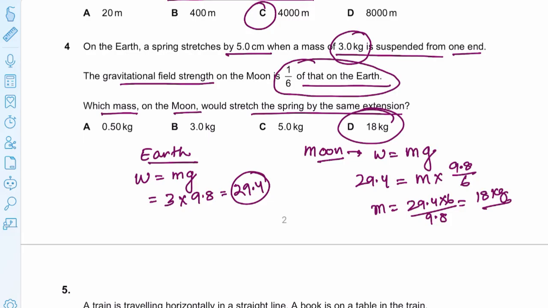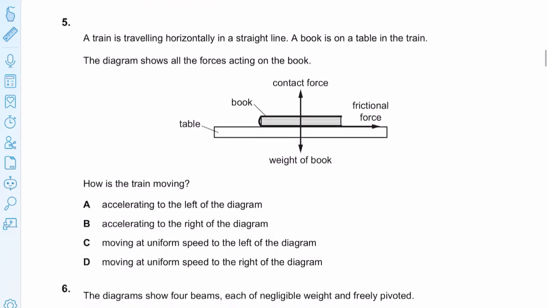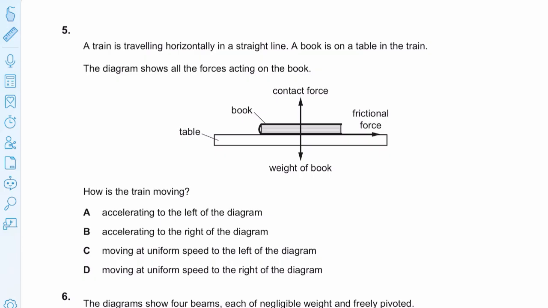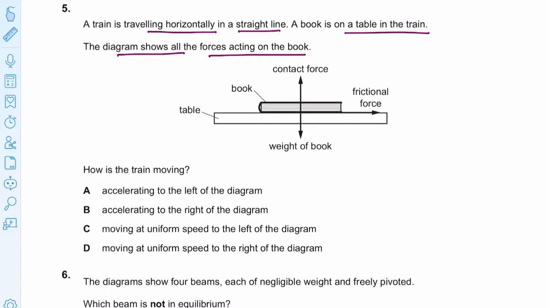Yes. Okay, so next question, question number 5. Given that a train is traveling horizontally in a straight line, a book is on a table in the train. The diagram shows all the forces acting on the book. So how is the train moving? We have four options, right?